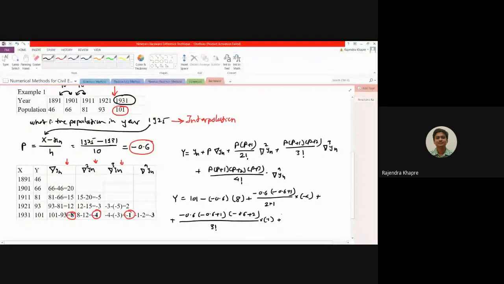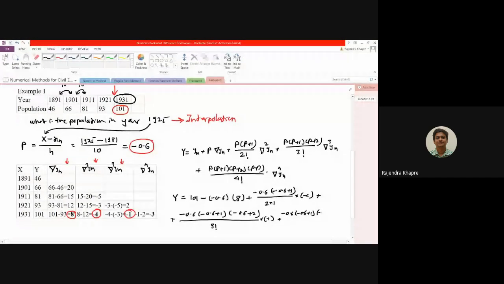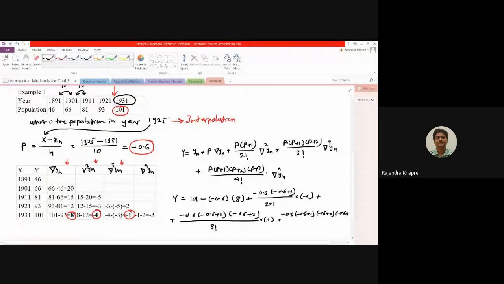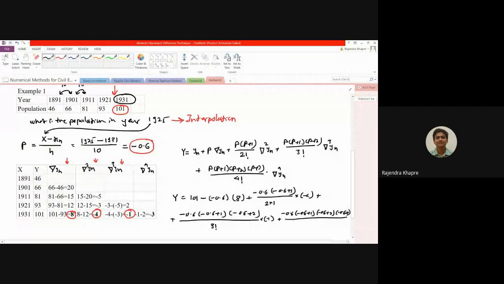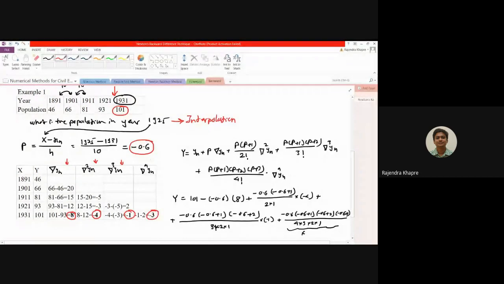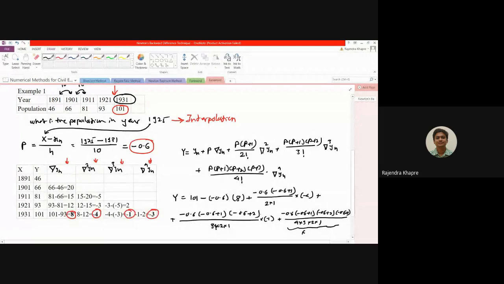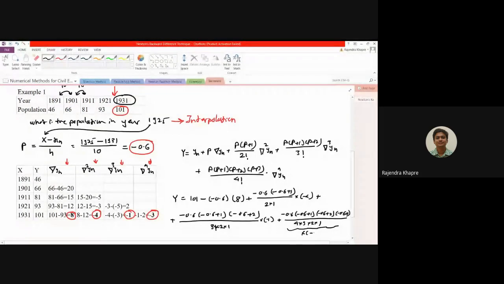And lastly you have minus 0.6, then minus 0.6 plus 1, minus 0.6 plus 2, and minus 0.6 plus 3, whole divided by 4 factorial, which is 4 into 3 into 2 into 1. This entire thing will be multiplied by the last value of this column, that is minus 3.